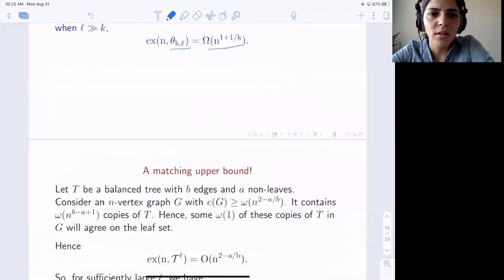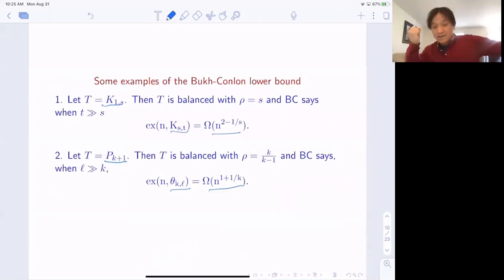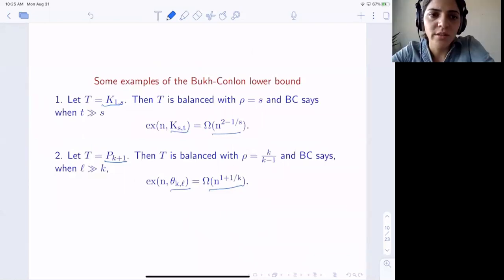About the theta graph, the result of David, does he also prove this for all L much larger than K, or is his result only for the theta graph? For the theta graph, yes. For L much larger than K, yes. His original result is also for that range? Yes, when L is much larger than K.